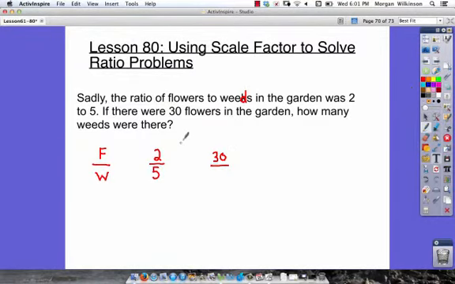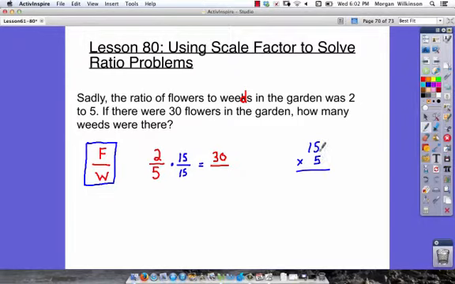The way we're going to figure that out is to multiply by a scale factor. Let's box this so we know it's separate. We're going to say 2 times some fraction equal to 1 is going to be equal to 30. This fraction equal to 1 will tell us how many weeds there are. So 2 times 15 is 30. Our scale factor is 15/15, or 1. So we need to figure out 5 times 15 to tell us how many weeds there were.